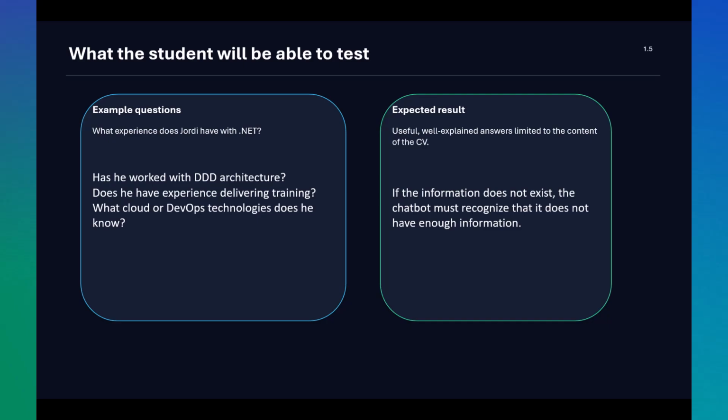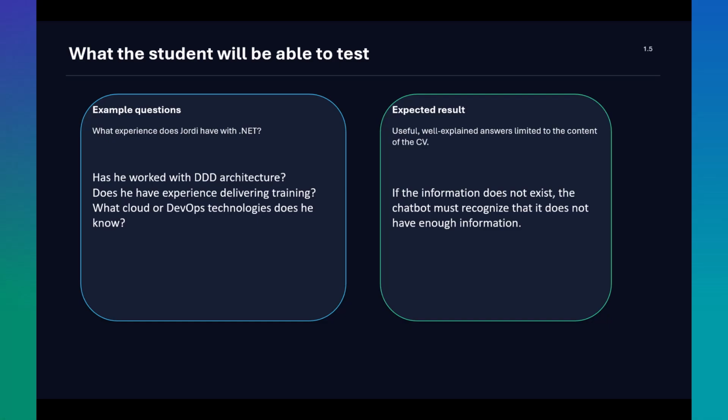At the end of this module, the student will be able to test different types of questions against the CV. For example, what experience does Jordi have with .NET? Has he worked with DDD Architecture? Does he have experience delivering training? What cloud or DevOps technologies does he know? The expected result is a useful and professional answer, based on the content of the CV.